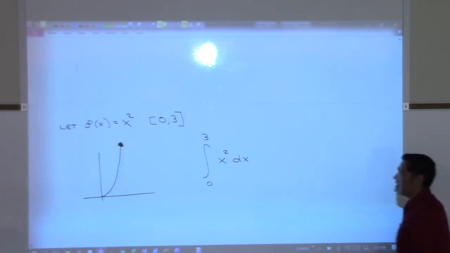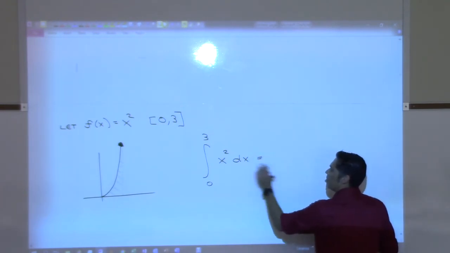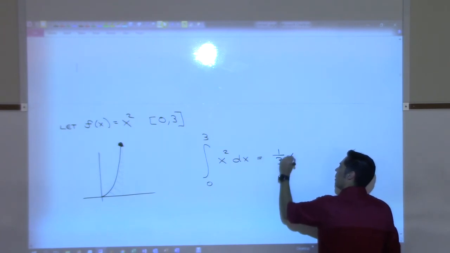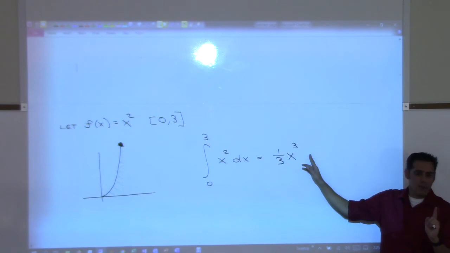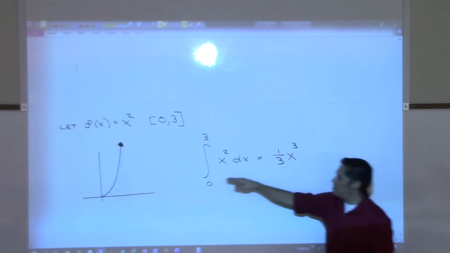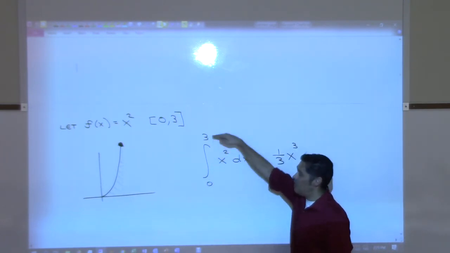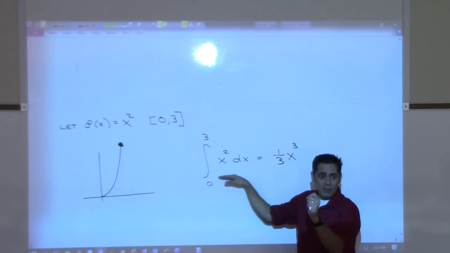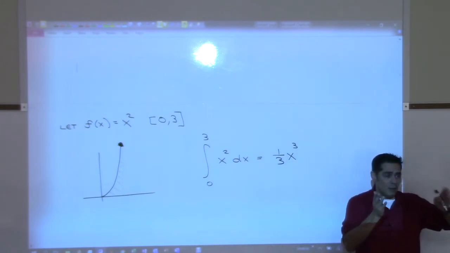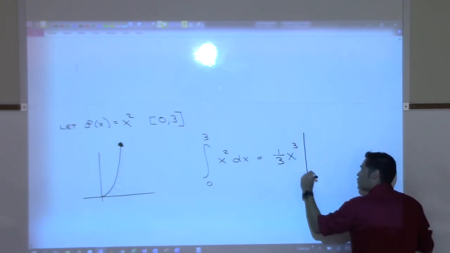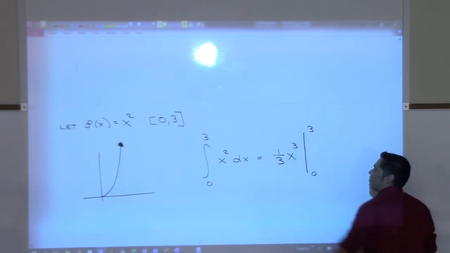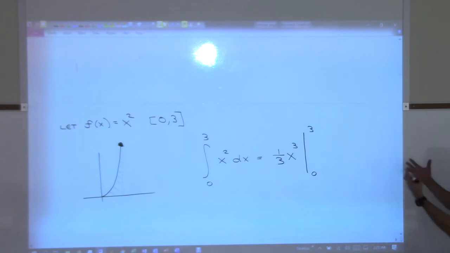Okay, so what's the antiderivative of this? 1/3 x cubed plus c. But I told you I'm not going to write plus c anymore. The reason is that this is now what we consider a definite integral. We're going to have a numerical answer, and the c's will always cancel out when you do the subtraction. So I'm just going to start writing that with this evaluation bar, 0, 3. That's just the standard notation.